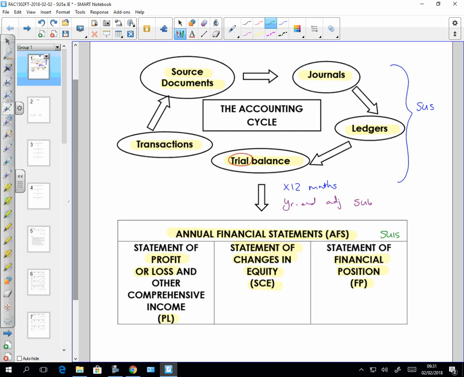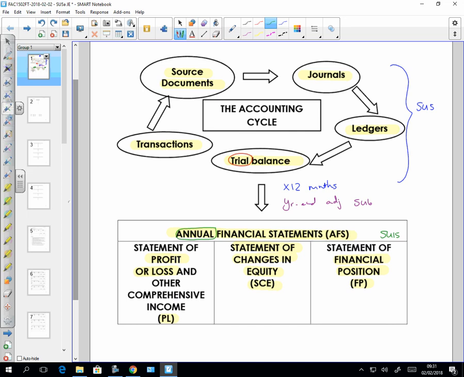So the annual financial statements, as the name implies, are done annually, once a year, usually. Okay, got the big picture? And then we start next year, 12 months' worth of the top part of the cycle and one big annual financial statement. And this carries on and on and on. You happy? That's just an overview.